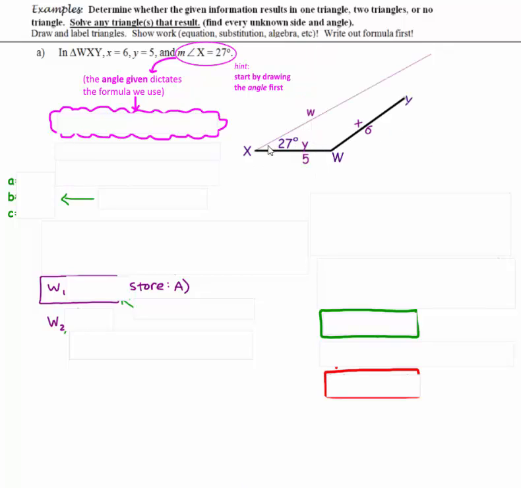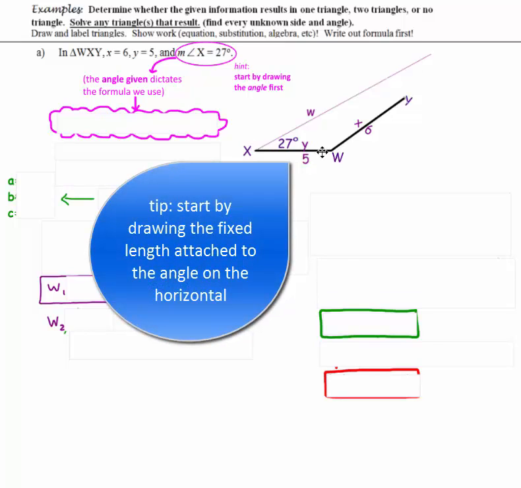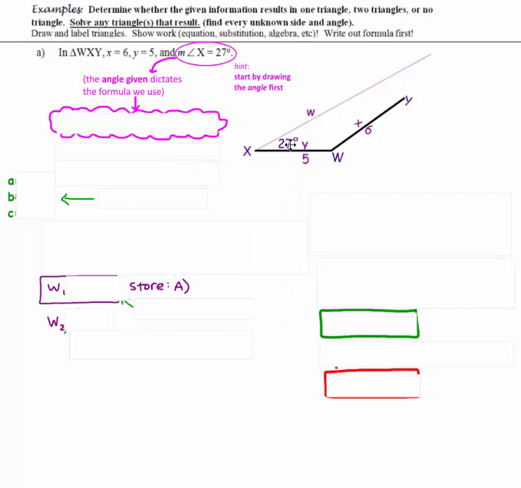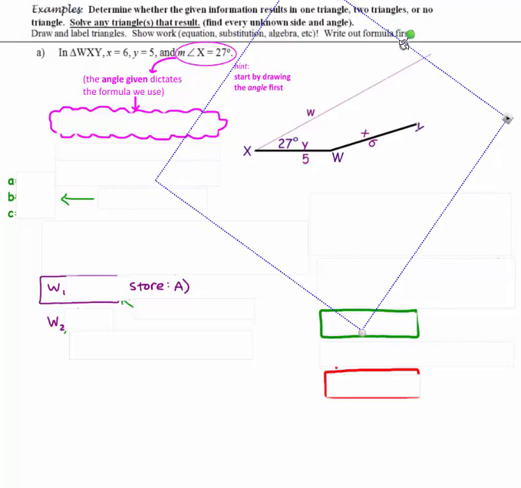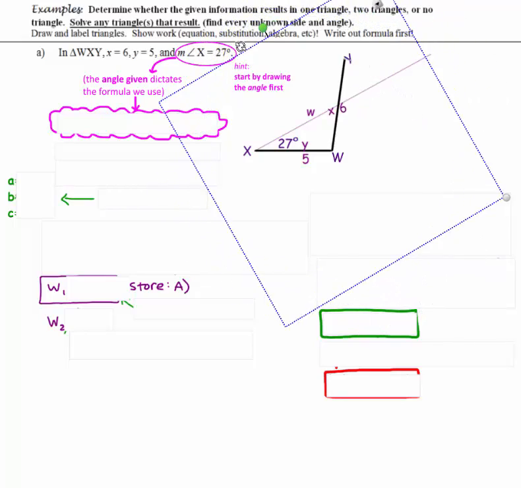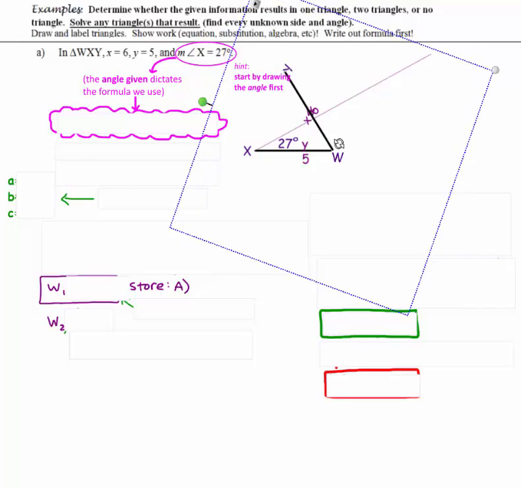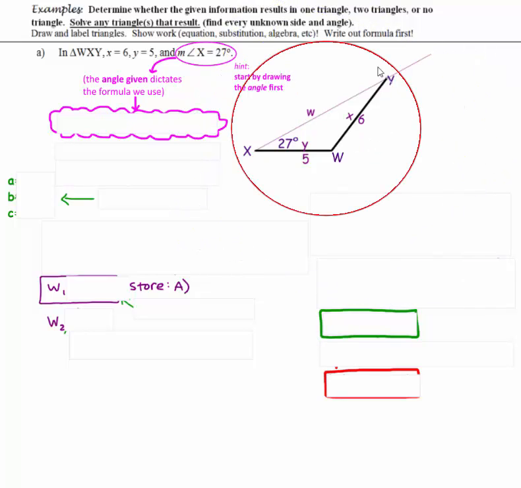And so what you can do is, we know that the side length y, and I usually start with that one on the horizontal, is set. It's fixed at 5. We also know that side length x, which is going to be across from 27, is fixed at 6. We just don't know what the angle in here, w, is. So we could play around with it a little. We could make it really, really obtuse. We could make it acute. So we can start with this diagram.